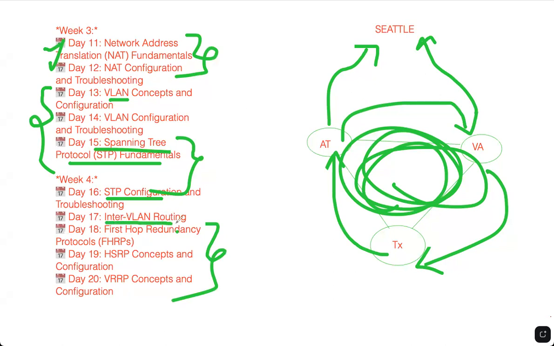So inter-VLAN routing is nothing but, we know about VLANs, right? I talked about creating subnetworks. Inside that, we can create smaller domains or smaller separations, and that can be done with VLANs. But if we want one VLAN to communicate with another VLAN, there has to be inter-VLAN routing, which we will discuss on day 17. And days 18, 19, and 20 are the first hop redundancy protocols.